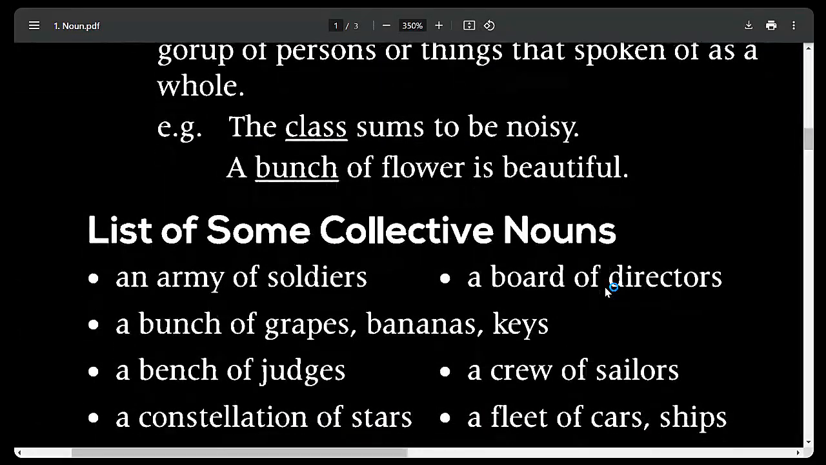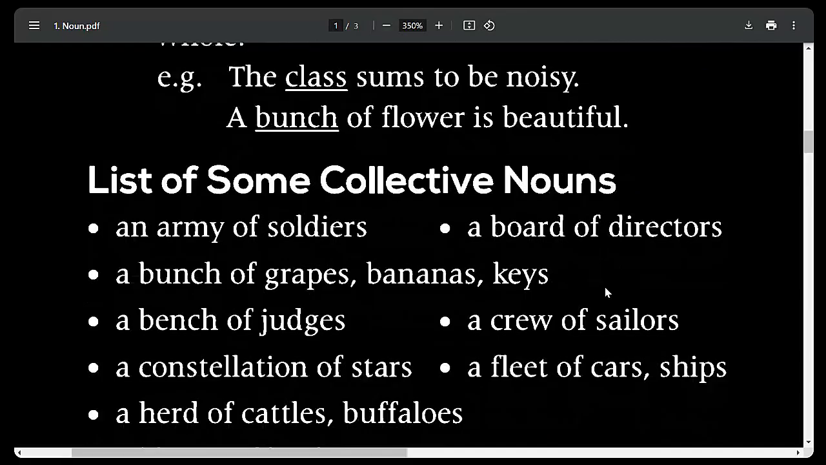A constellation of stars. All the stars together we can call a constellation. Also we can call it a galaxy. A fleet of cars. The word fleet can be used for other vehicles also. A fleet of cars, a fleet of ships. Now cattle. Cattle means cows, buffaloes, etc. A herd of cattle and buffaloes. And even for elephants we can use herd.